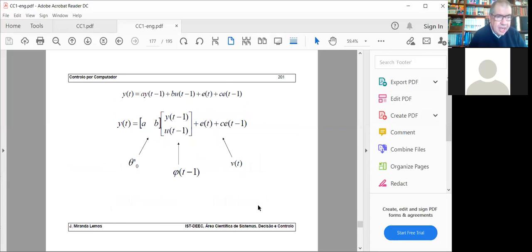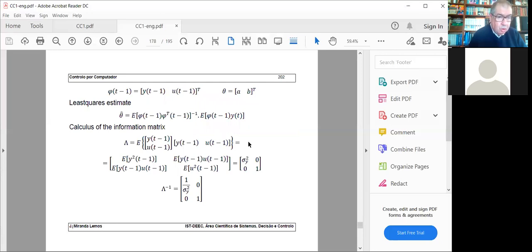Okay, so what is phi in this case? I write my difference equations in this way. So phi is y of t minus 1, u of t minus 1, and the vector of parameters is A, B. Of course, I can write this as phi transpose times the column A, B, in the opposite form. So that's another possibility. This is the noise. This is the noise. Okay.